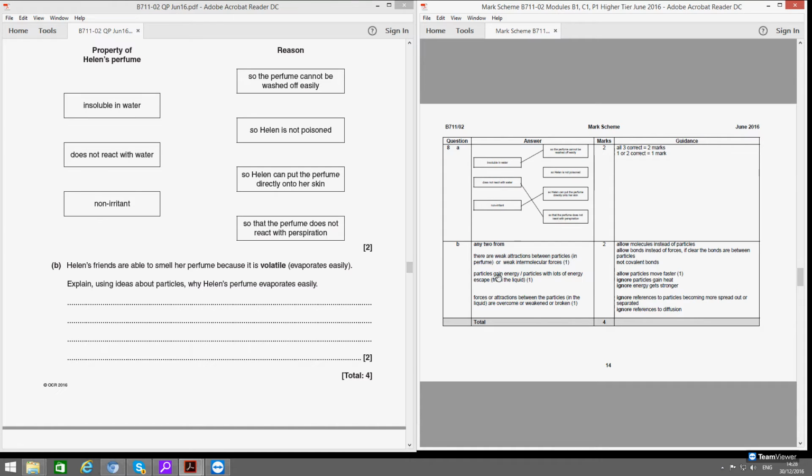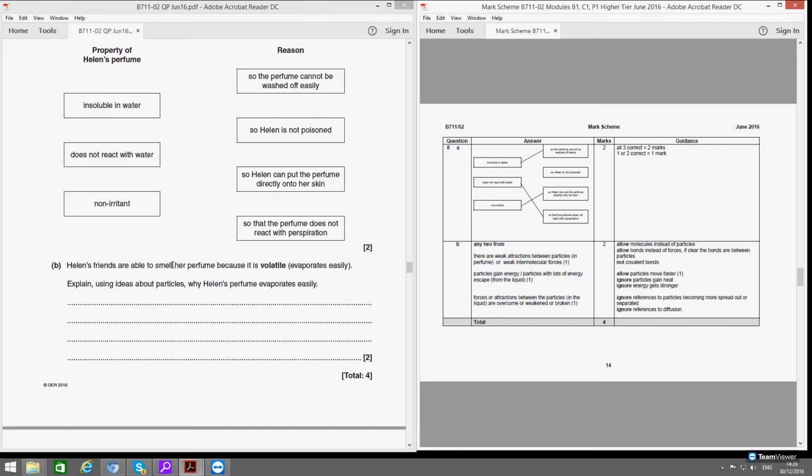You can see here, the particles will gain energy when they land on the skin. If you think about it, your skin is a little bit warm, that gives the particles energy, and the energy will basically overcome those weak forces of attraction between perfume molecules. And as a result of that, when it evaporates, you can smell it. I hope you enjoyed the smell sound that I just did there.